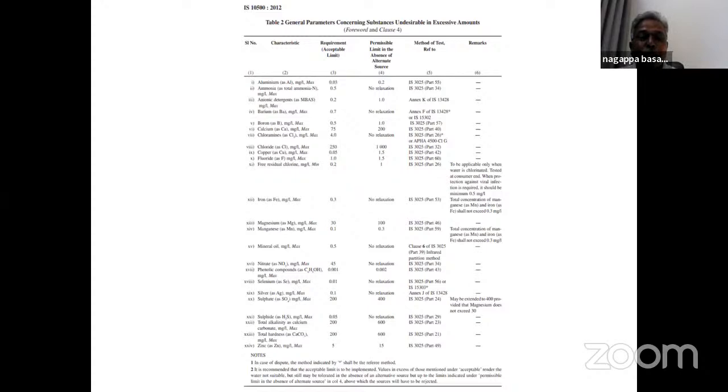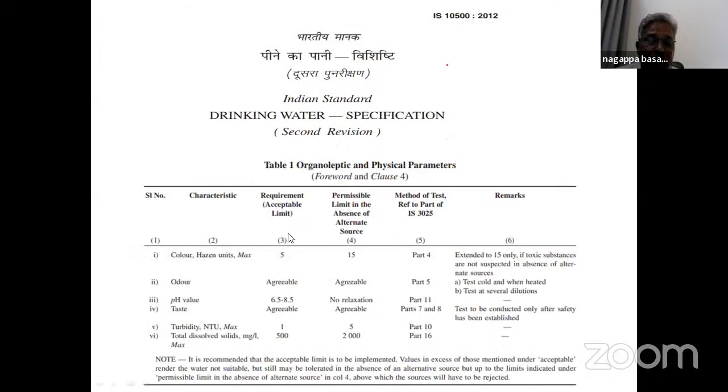For drinking purposes only, we compare the result report with the IS standard for drinking water specification. All the parameters are given: color, pH, taste, odor, turbidity, dissolved solids. Generally, 500 is the acceptable limit for TDS value. For permissible, up to 2000 milligram per liter is also allowed for drinking purposes where no alternative sources are available.